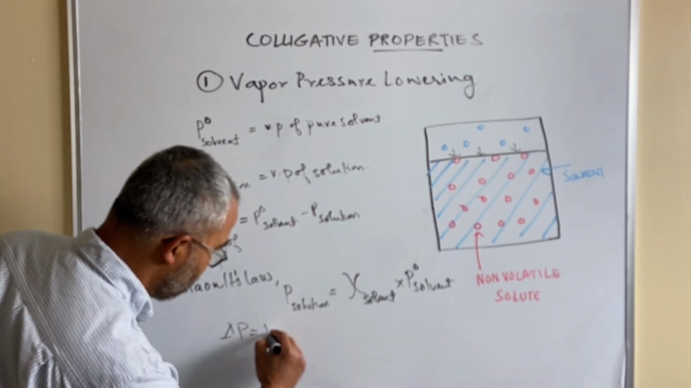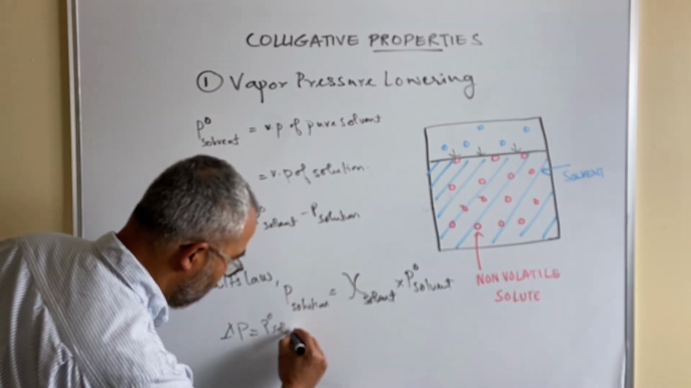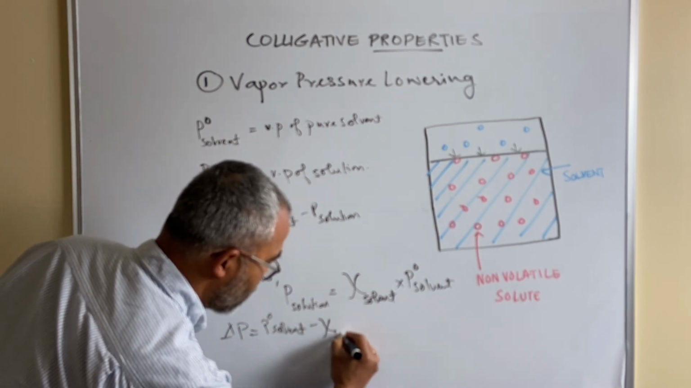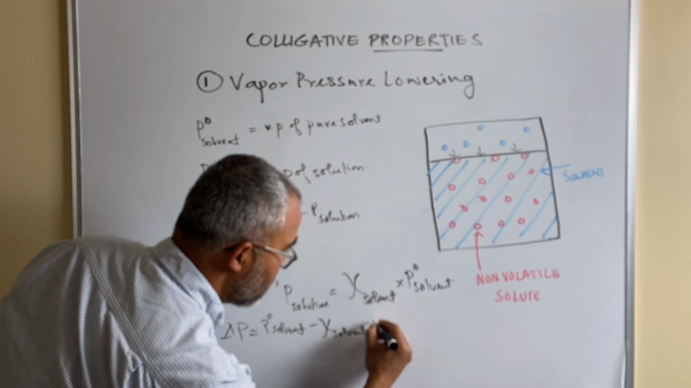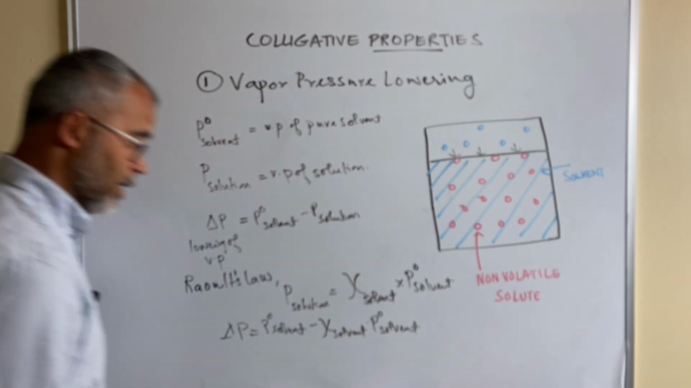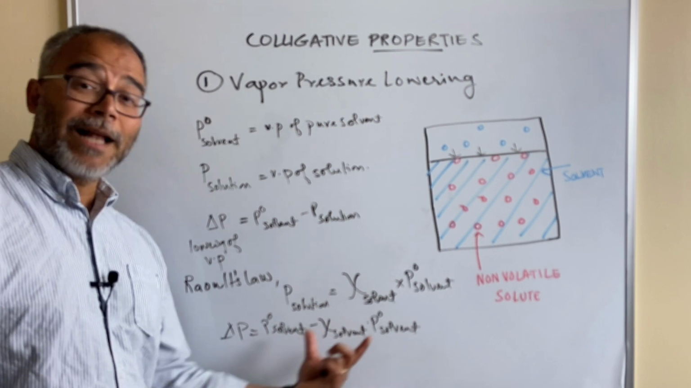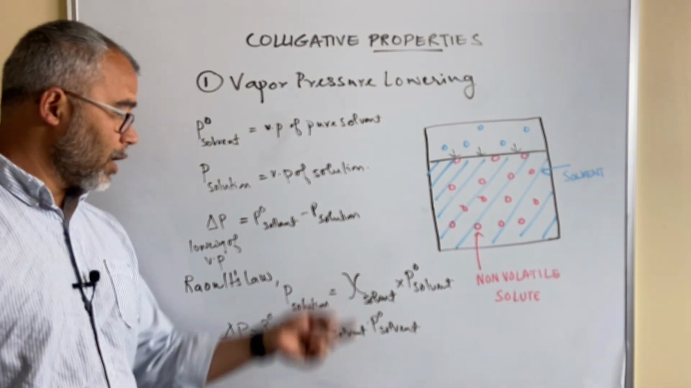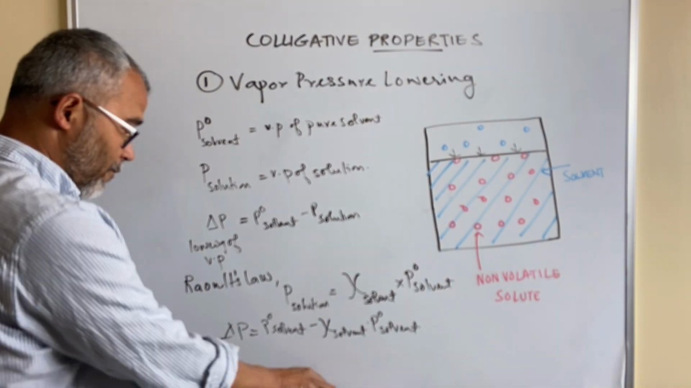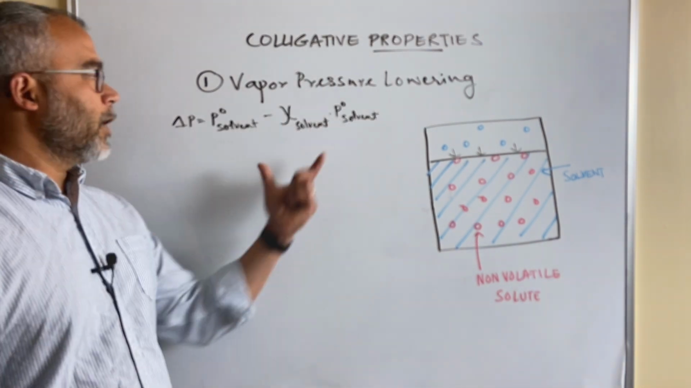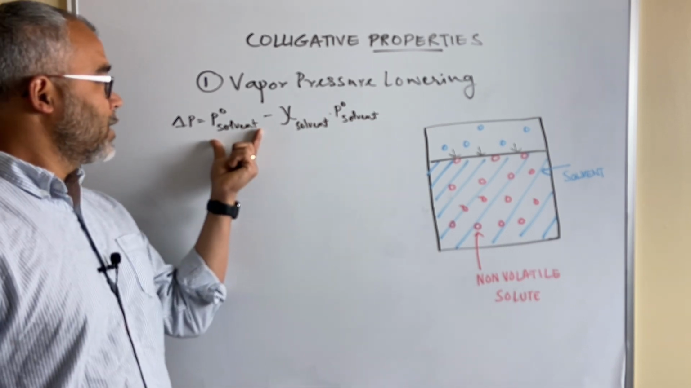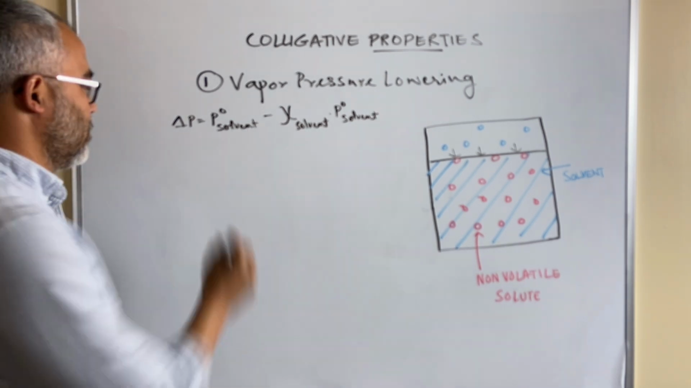P is equal to P naught solvent minus mole fraction of the solvent times P naught solvent. And I can deal with this algebraically. So what I'm going to do is clear up some of this, and take this expression forward from there. Okay, so what we have here is this expression. Now I'm going to take this term common, and I'm going to break this down.